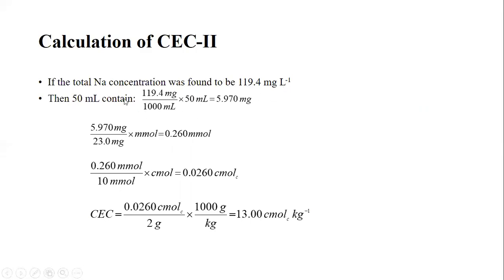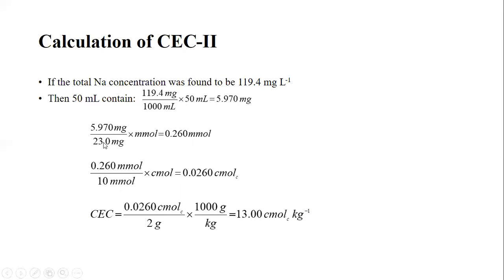So we have 119.4 milligram per liter. A liter is 1,000 ml, but I don't have 1,000; we have only 50 ml. How much does the 50 ml contain? 119.4 milligram is in 1,000 milliliter, so how much do I have in 50 ml? Then we get 5.970 milligram of sodium.